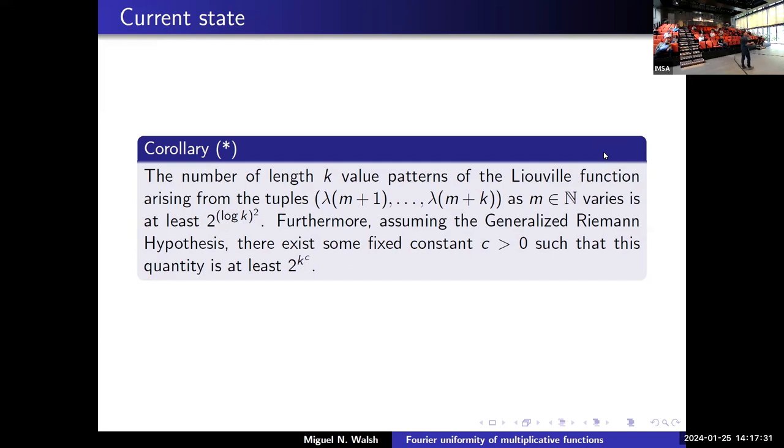And in fact, assuming the Riemann hypothesis, we know that there are at least 2 to the k c, for some fixed c. And in principle, maybe we can push it to c equal to 1, which is the full thing.